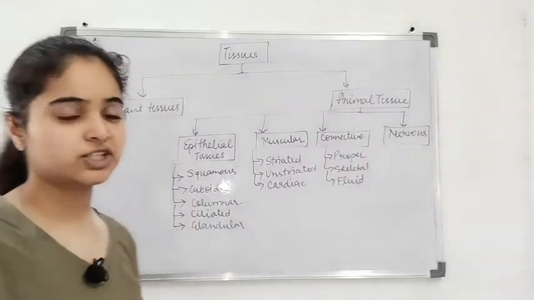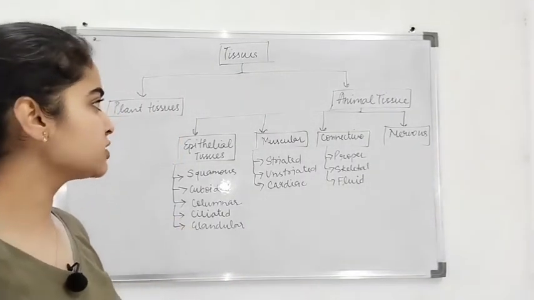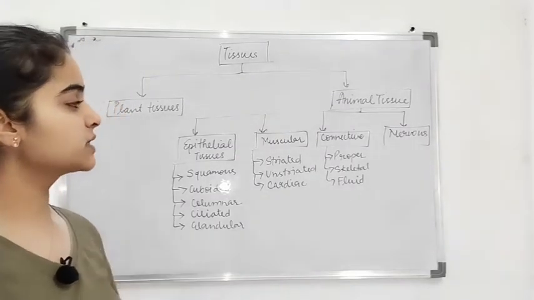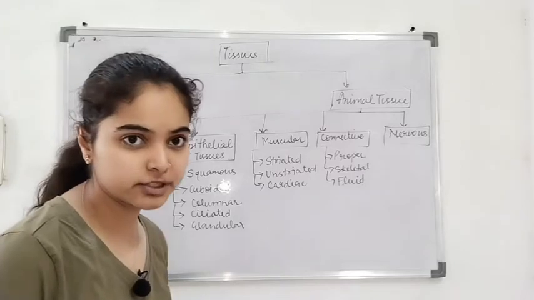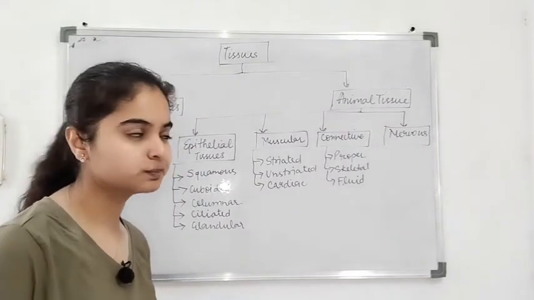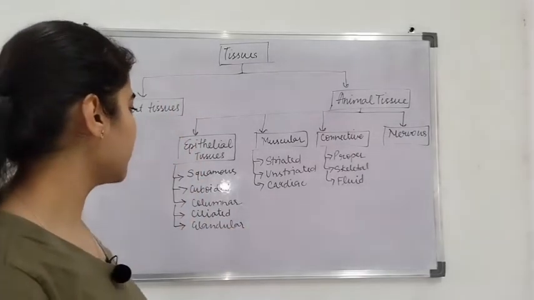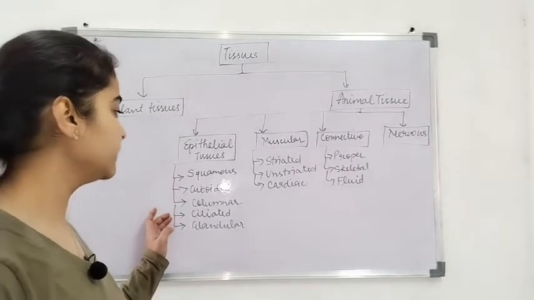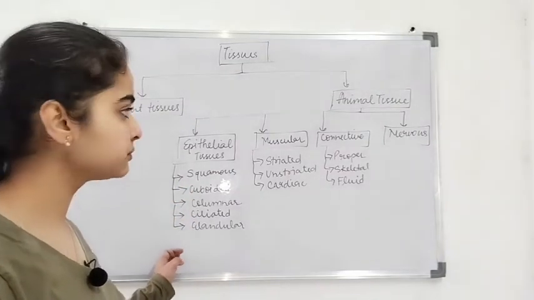Next is the classification of animal tissues. Animal tissues are of four types. First is epithelial tissues, second is muscular tissue, third one is connective tissue, and the fourth one is nervous tissue. Epithelial tissues are of five types. First is squamous, then cuboidal, columnar, ciliated, and glandular.